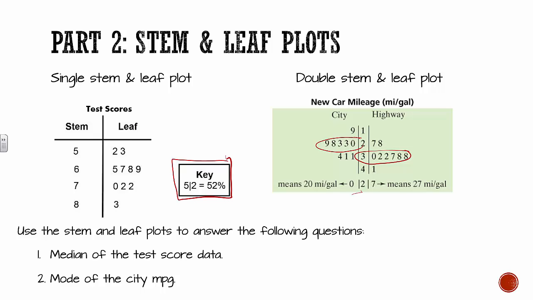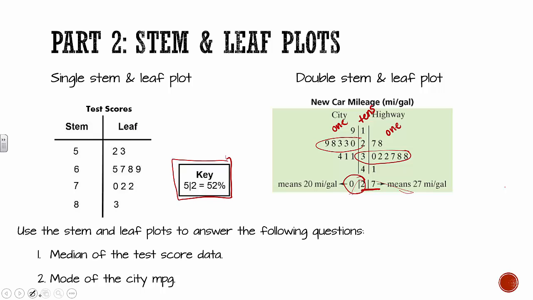And then again, it has a key. So this first part is normal. It's like the single stem and leaf plot key. But then this one's kind of weird. You kind of have to read it backwards because this is still our tens column and these are still our ones columns over here, even though they're written the other way around.